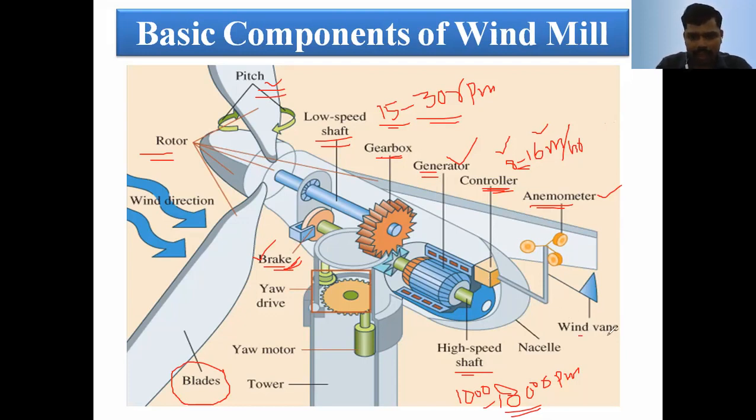And the wind vane measures the wind direction and communicates it to the yaw control. Actually, the horizontal axis windmill rotates only in a 180-degree direction.